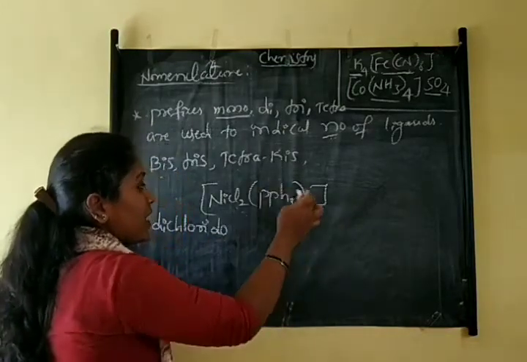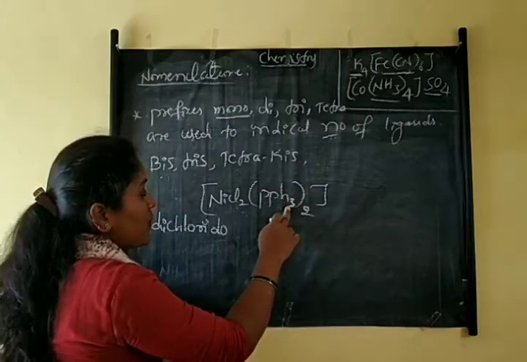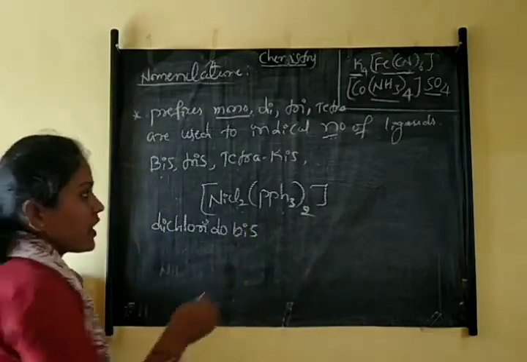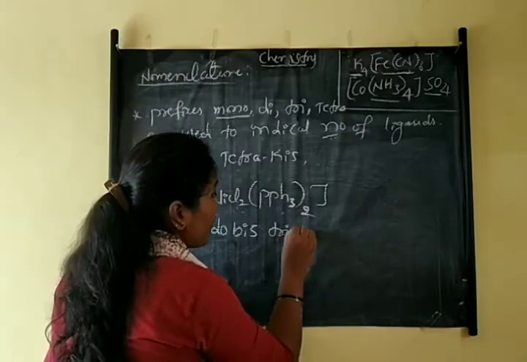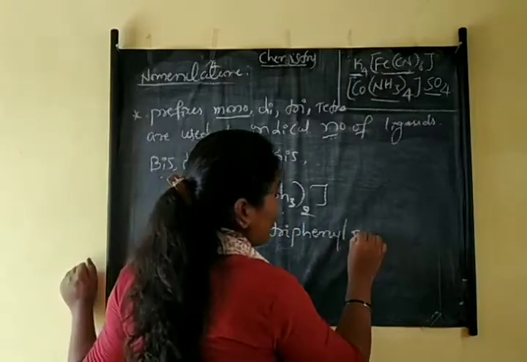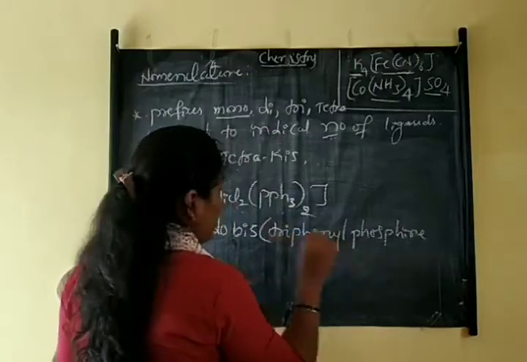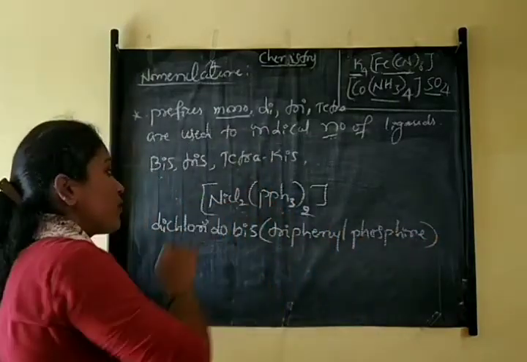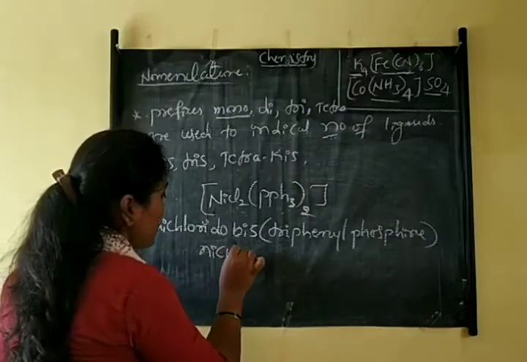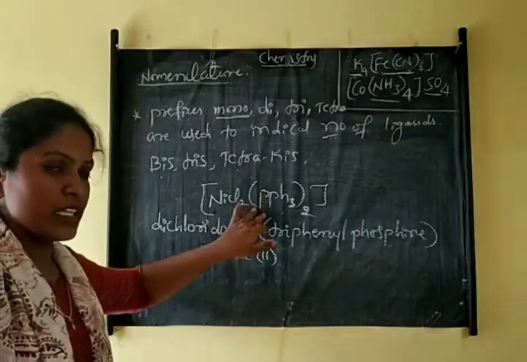Two, but here again the ligand itself contains a numerical prefix. That's why the 2 is written as bis, and then triphenylphosphine, and then next go with the central metal atom, that is nickel(II). Okay, that is the IUPAC name of this coordination compound.